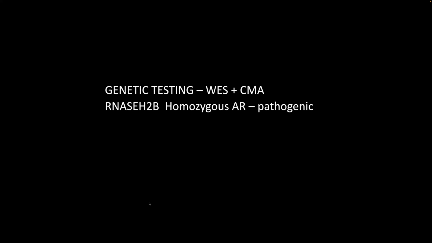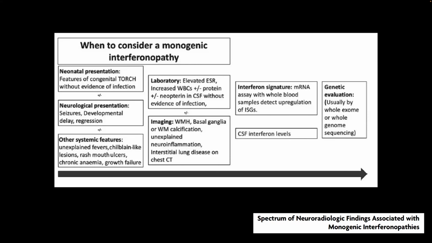So genetic testing was done, whole exome sequencing with CNV was done. That was suggestive of RNASEH2B mutation. It was a homozygous autosomal recessive pathogenic variant, suggestive of Aicardi-Goutières syndrome. Okay, I'll open the case now if anyone wants to comment on their experience and similar findings.